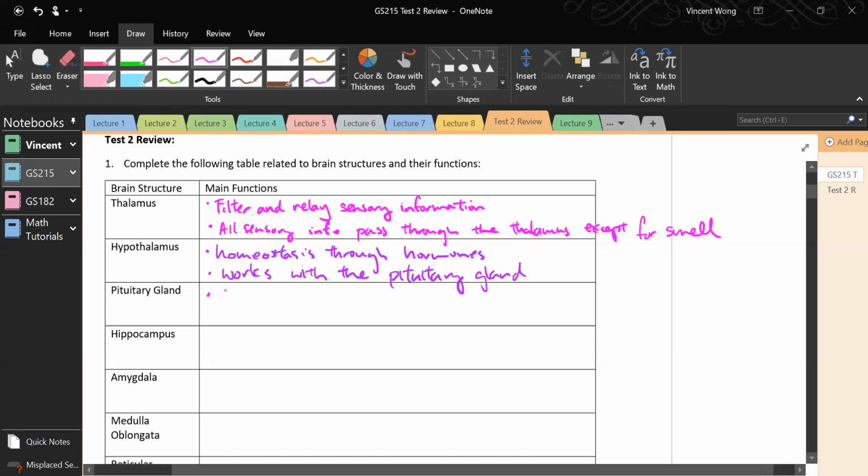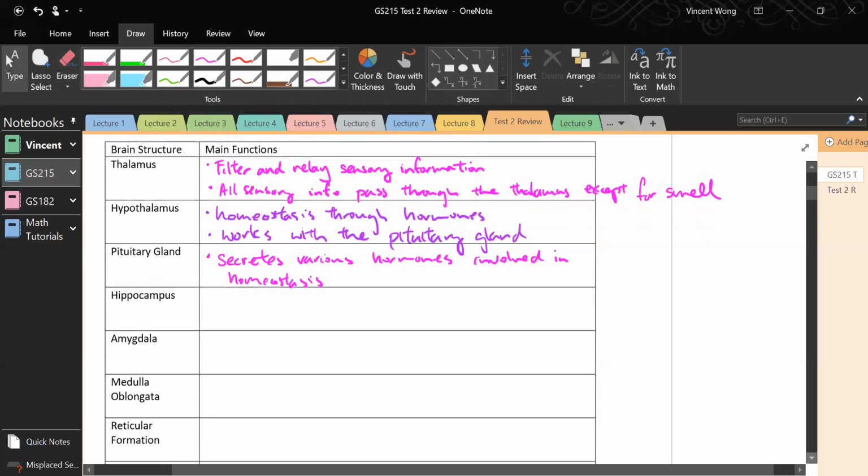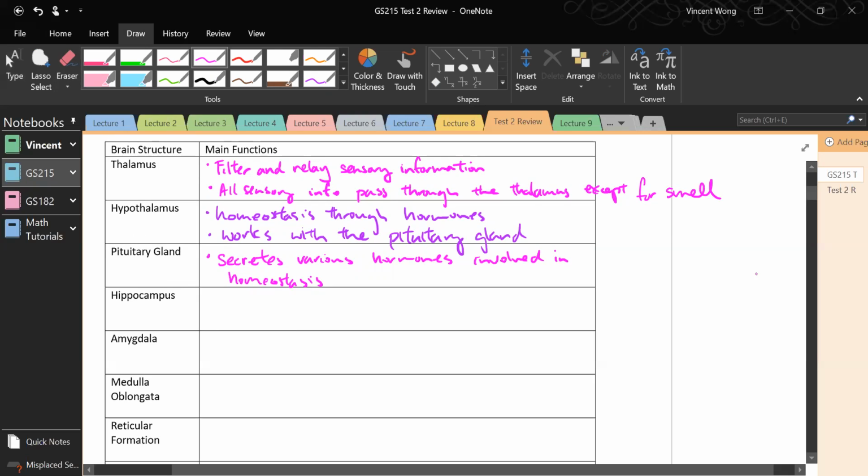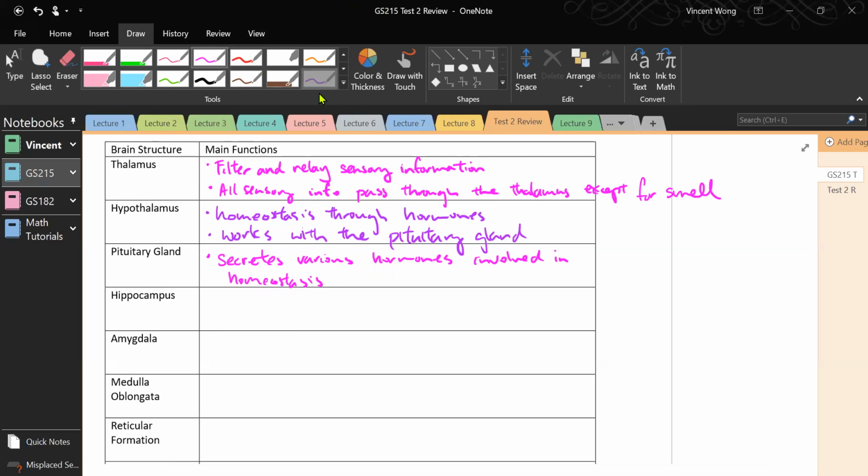And next, of course, we have the pituitary gland. It secretes various hormones involved in homeostasis. There's lots of hormones from the pituitary gland. Some regulate your metabolism, some regulate things like the menstrual cycle, some regulate resource availability in the body, stress level. Lots of hormones from the pituitary gland, which you'll learn about later on.